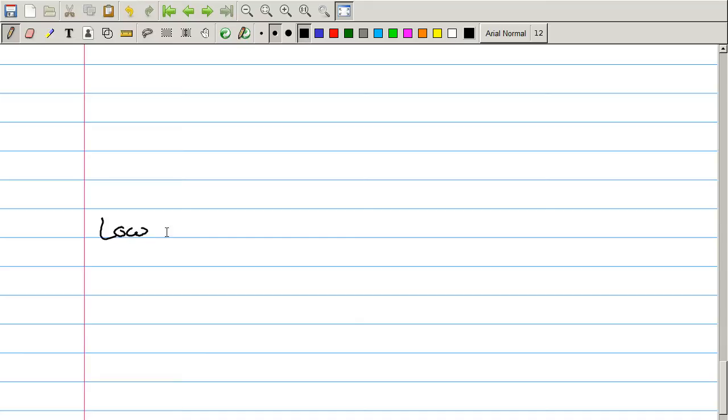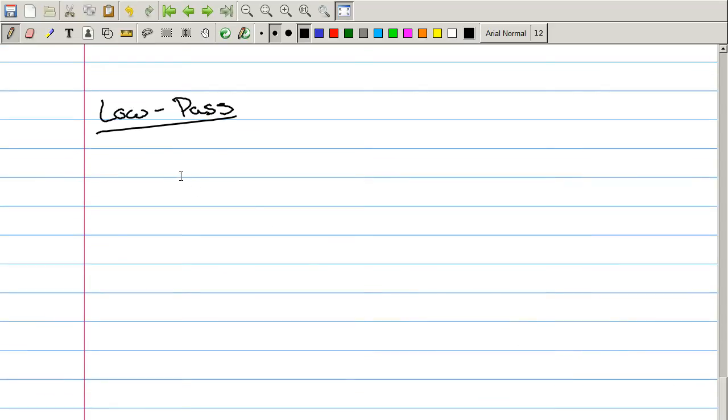Let's start with a low pass. You've got your low pass filter. This time I'm going to draw it a little differently. You've got your resistor, then you've got your capacitor, and then you've got your outputs. So this is technically ground. So input, output. Okay.